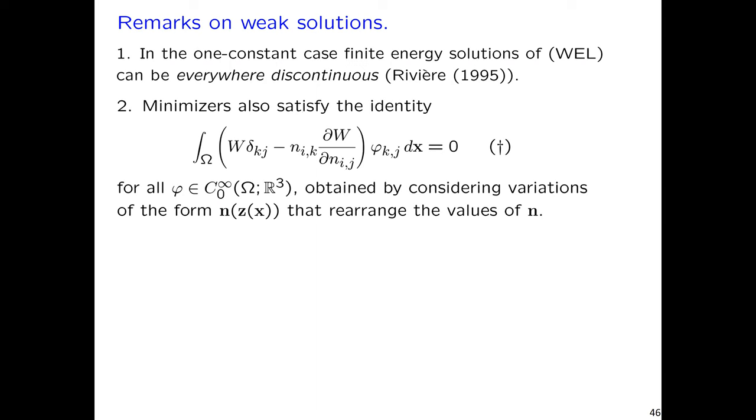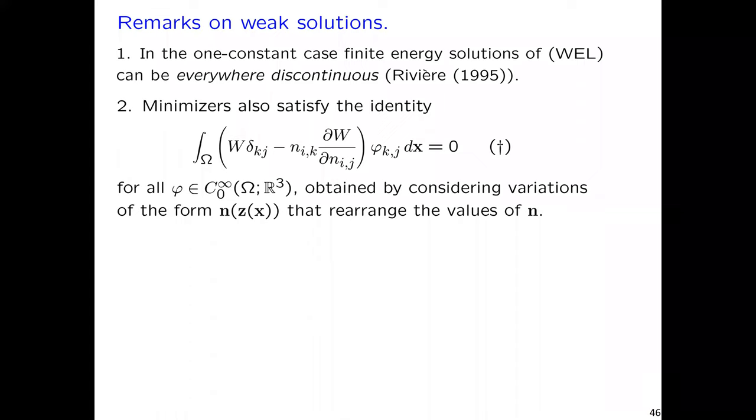And now minimizers also satisfy this identity. This is got by considering inner variations of n. So you rearrange the values of n. You look at n of z of x, where z of x is some smooth map, which is invertible and is equal to x on the boundary. And then you calculate such a variation, and you get this sort of energy momentum form. So W of the identity minus Ni comma k times W Ni comma j times Ej comma k is zero. So all that dagger.